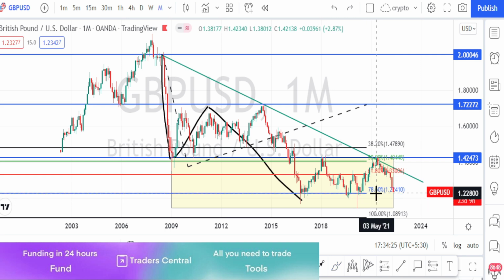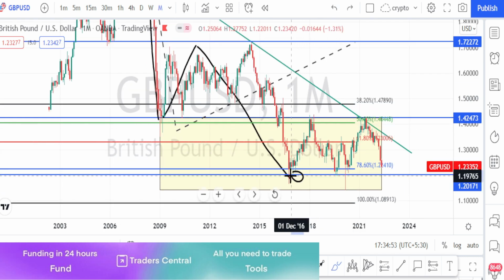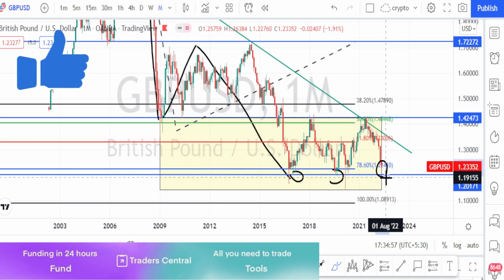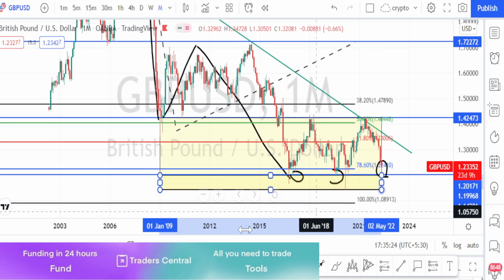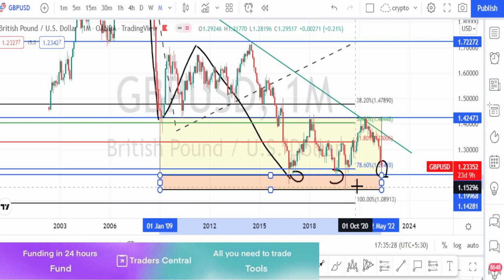Let me draw a support line over here. I have drawn the support line where the shadows have touched. So there is a little bit more space for the current trend to come and test this level. So all this area is going to be acting as a support level for the current price action. If the price action breaks this support level, we can expect a further fall in this currency pair on the bearish side.